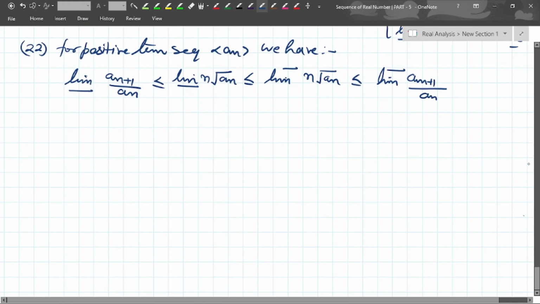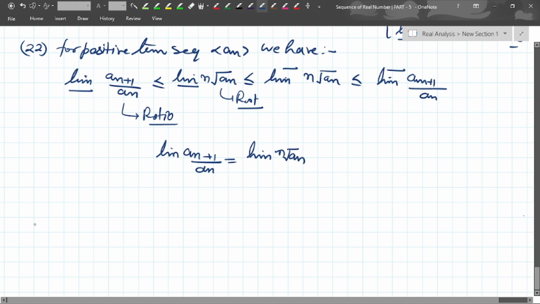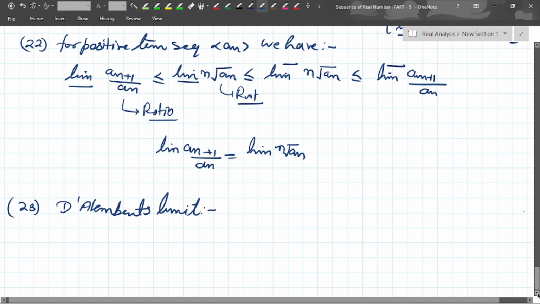Okay, the nth root is here. So you can see the root test is better than the ratio test. This is called the ratio test, and this is nothing but the root test here. So from here you can say the limit of an plus 1 upon an is equal to the limit of the nth root of an. Okay. Next you can see that is the D'Alembert limit. That is also something like this.